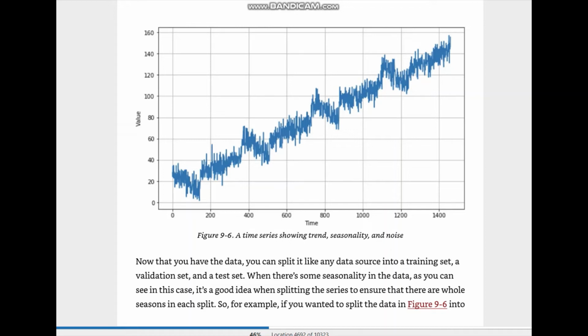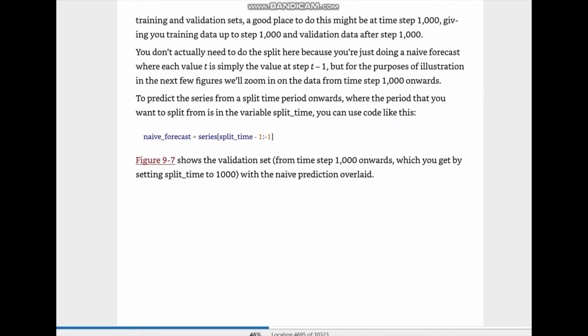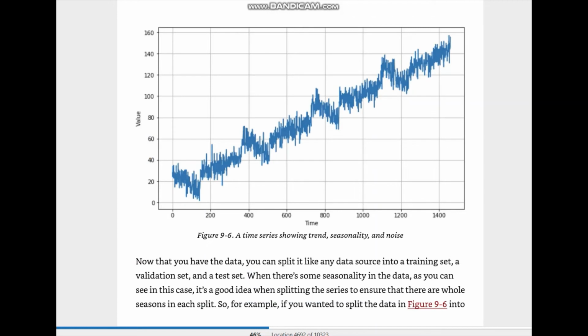That we already know how to do it. So let's split the data into validation and training. A good place to do this might be a time step of 1000, giving you training data up to step 1000 and validation after step 1000, right?